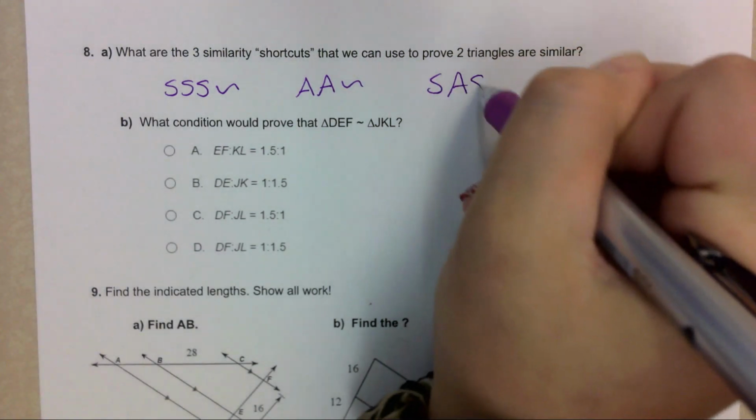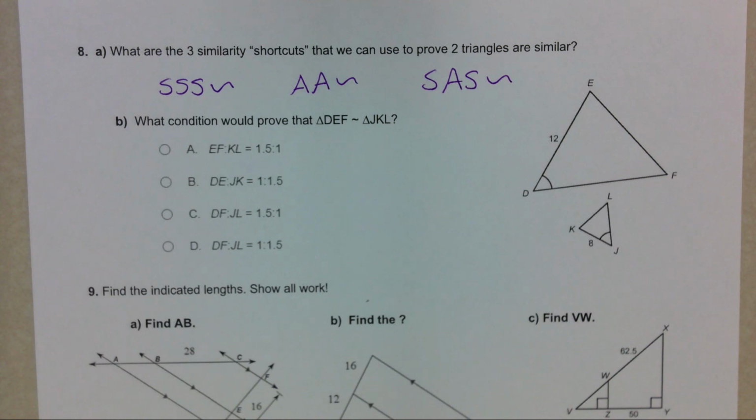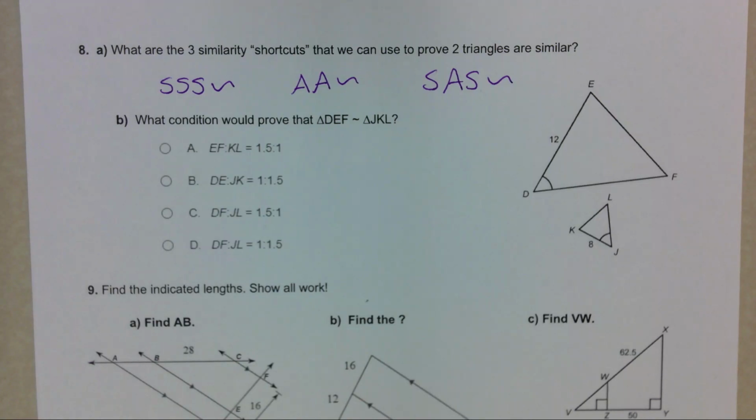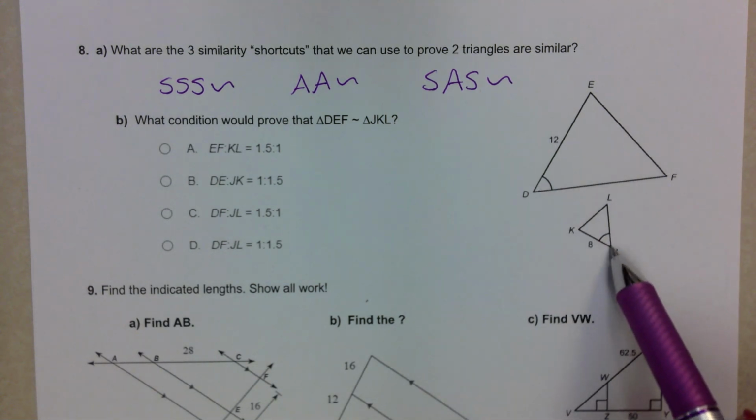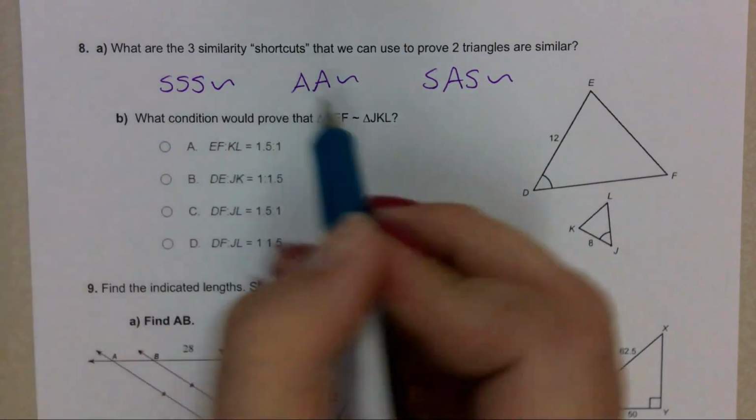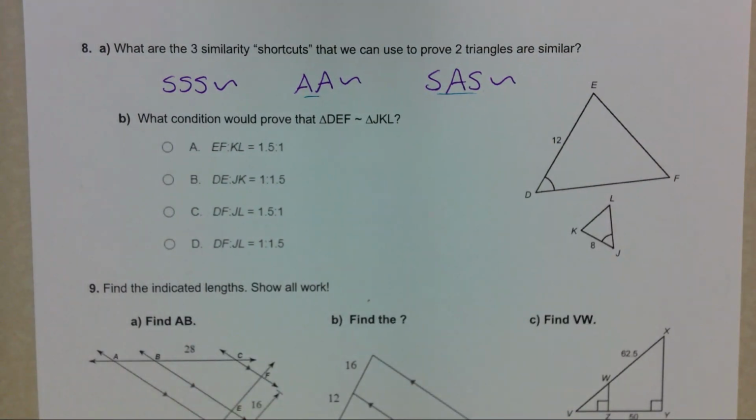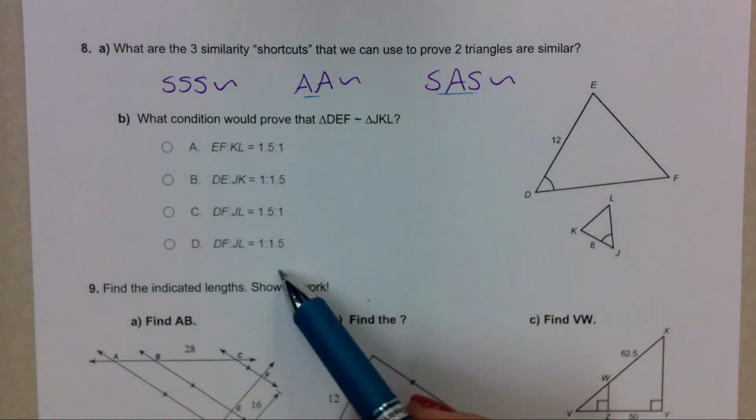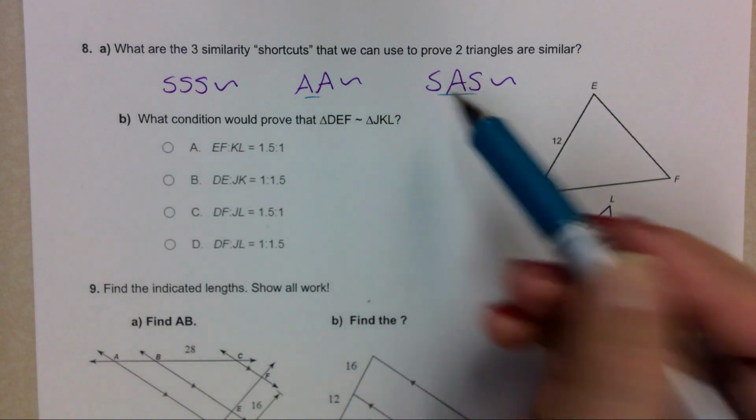And side, angle, side similarity. If you have 2 pairs of corresponding sides that are proportional and the angle in between them is congruent, then your triangles are similar. So B says, what condition would prove that triangle DEF is similar to triangle JKL? Well, I see that I have angle D is congruent to angle J. So that's telling me I'm probably going to want to use one of the shortcuts that includes an angle. And since I don't know any other angles, and none of my options have anything to do with angles, I think that means angle, angle is out. We want side, angle, side.